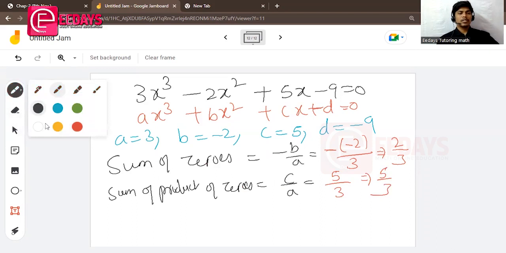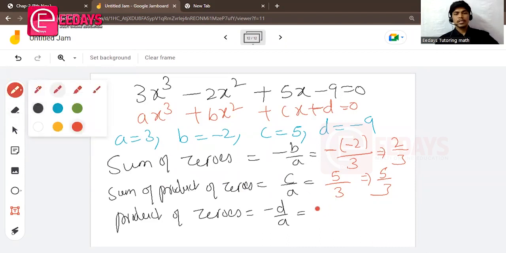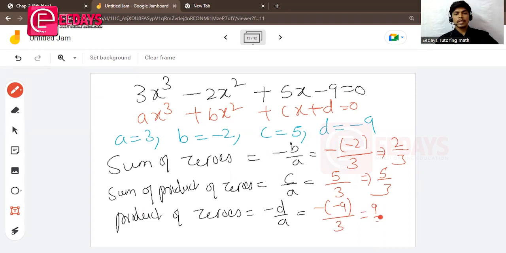And now the product of zeros. Product of zeros is minus d by a. So you just write, d here is minus 9. Already minus is there. Minus of minus 9 by 3, so you'll get plus 9 by 3. After cancellation, you'll get 3 by 1.